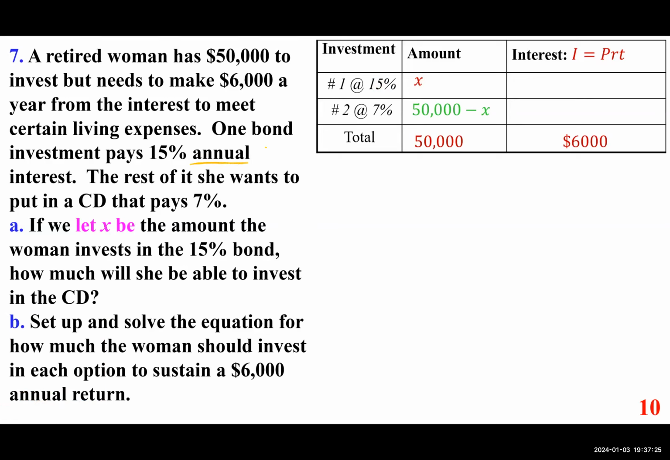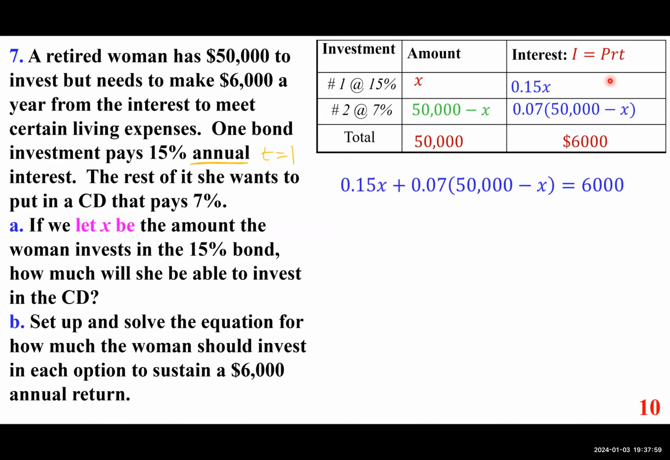This means T equals 1. So this gives us 0.15 times X, and this gives us 0.07 times 50,000 minus X. And the sum of these two must be 6,000. So I hope you see that this whole question is translated into this table. This table is giving us everything we need to know. So add up these two and it's equal to 6,000. The last column gives us the equation.